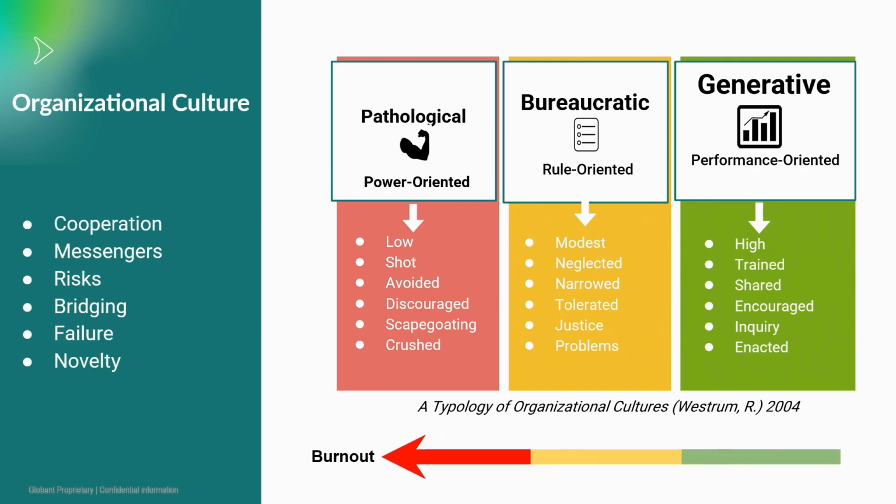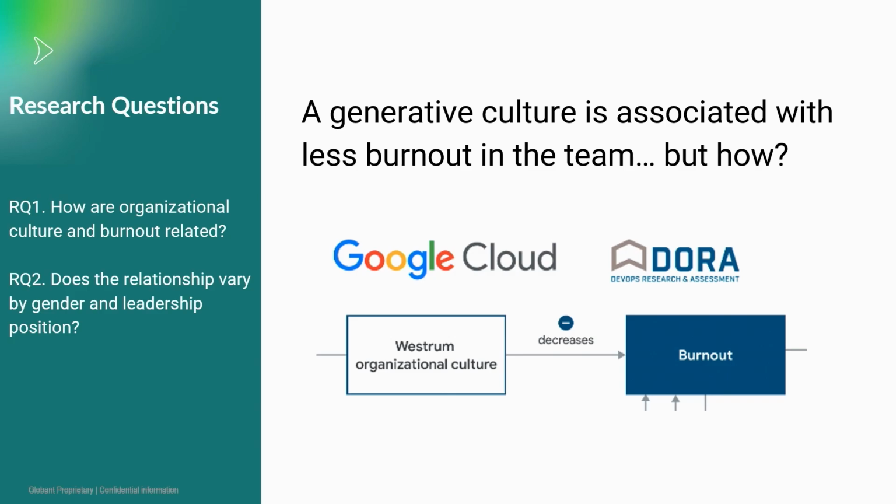And what for? Because there is previous work that proved that the more pathological the culture in the team, the higher the burnout. So we drew on previous research from Google that showed that organizational culture leads to less burnout. And what we did here, we opened this box. We wanted to understand how a culture leads to less burnout. So we answered two research questions here. How are culture and burnout related? And also, whether this relationship varies by gender and leadership position. Those were 2 things that the company wanted to understand to improve team culture and also reduce attrition.